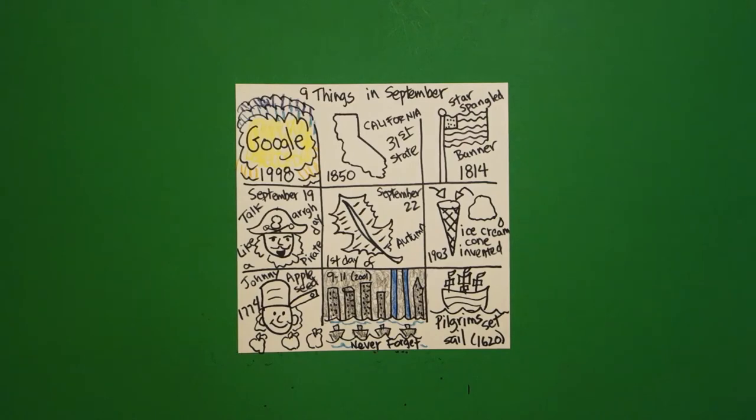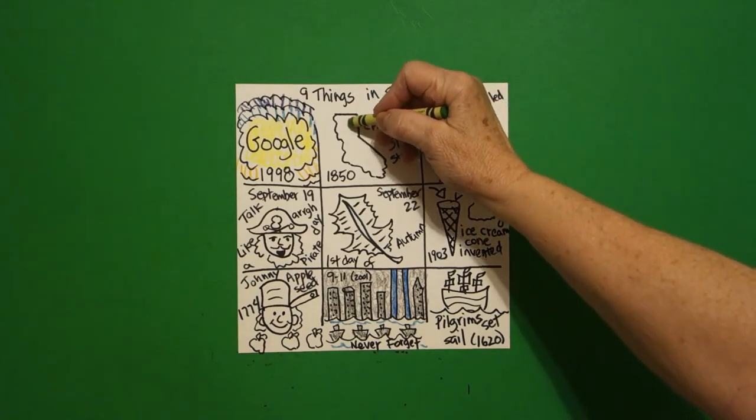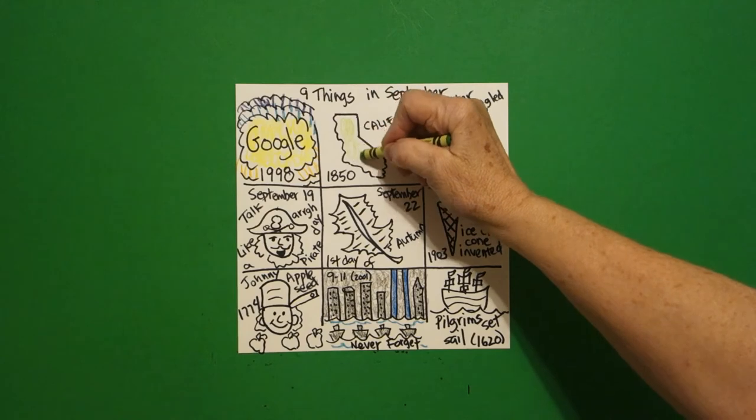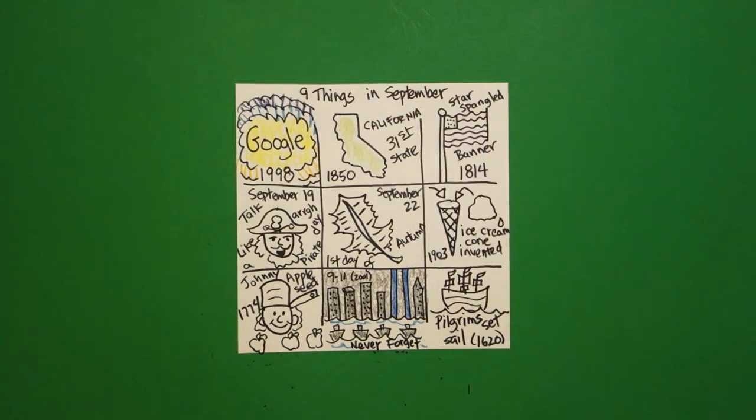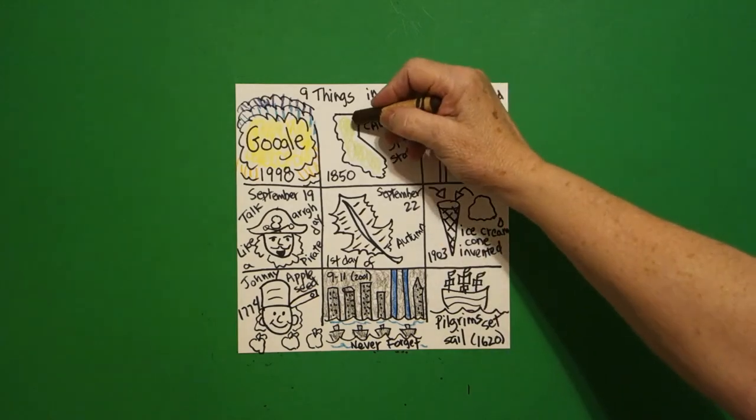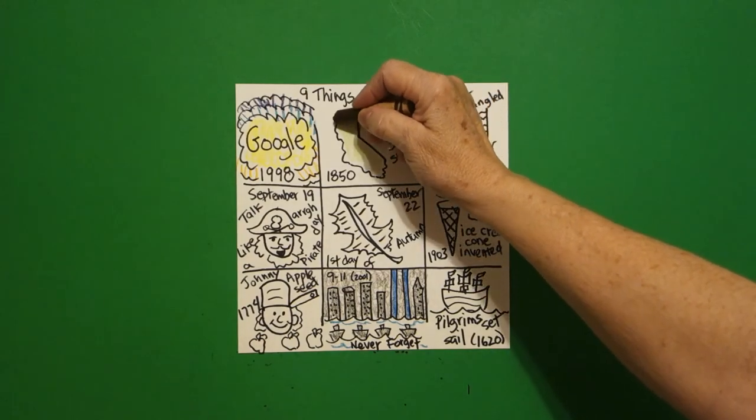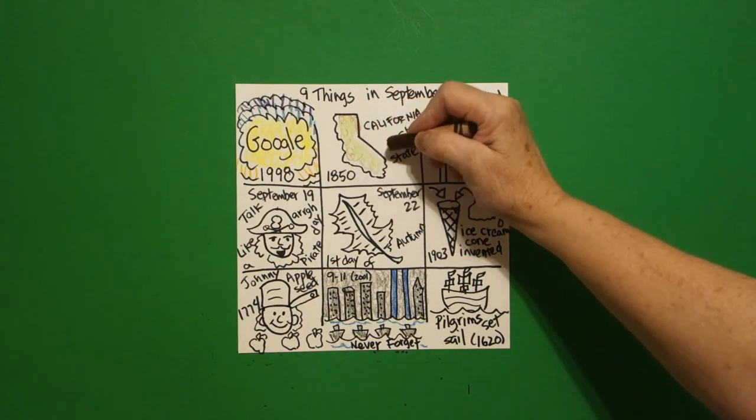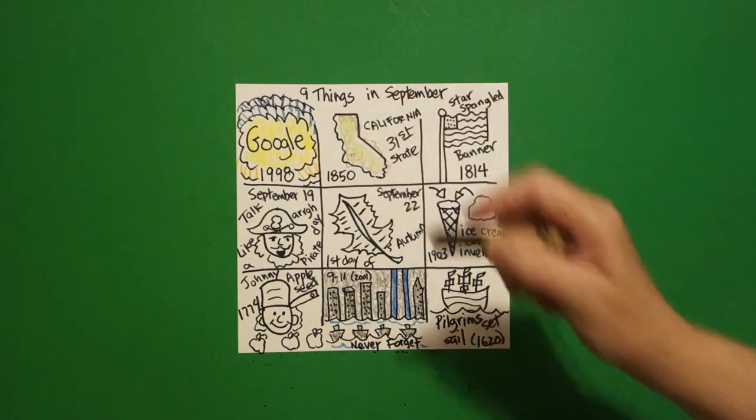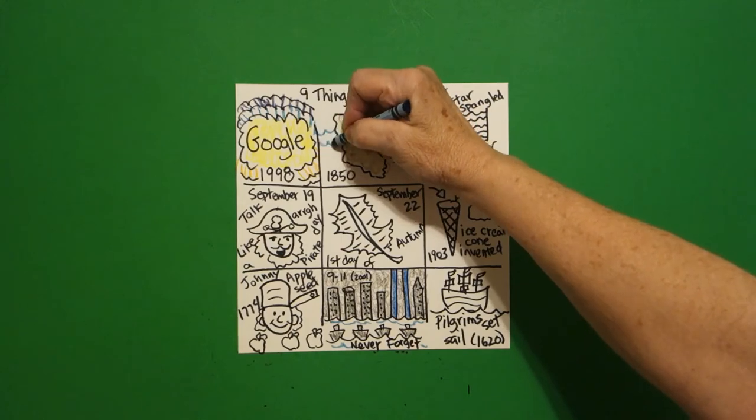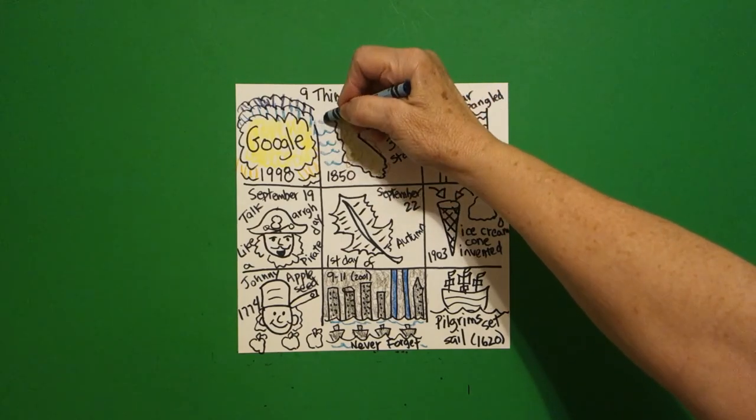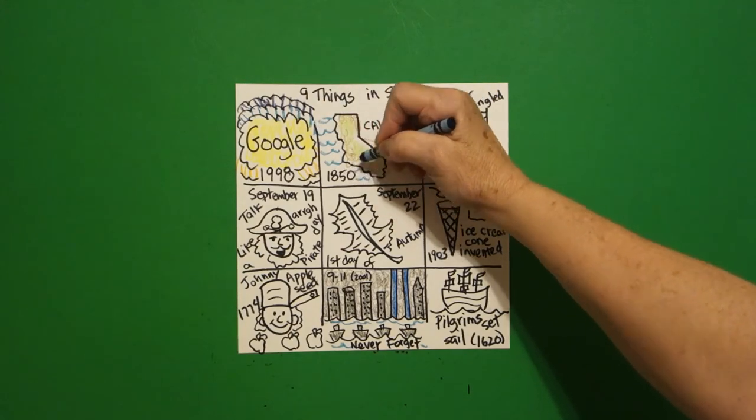Next, California. We're on fire right now, but we used to be a green state. So in the middle, I'm just going to do some green. And along the edges, I'm going to do some brown. Okay, and I'm going to do some curved lines of our water because we are famous for our beaches.